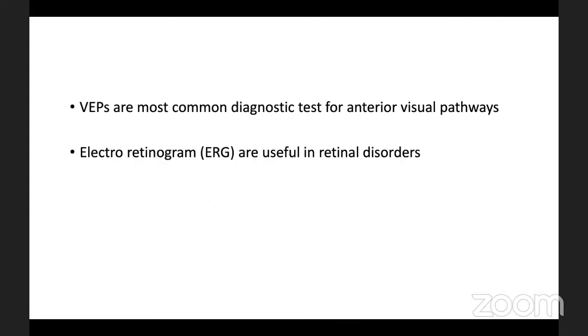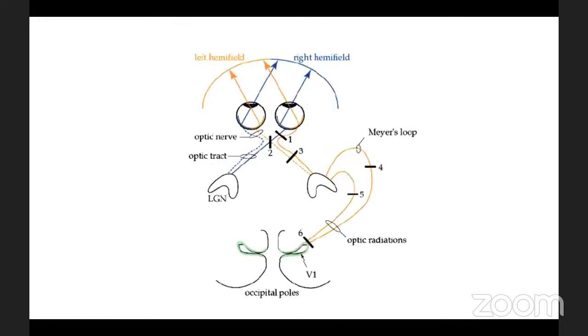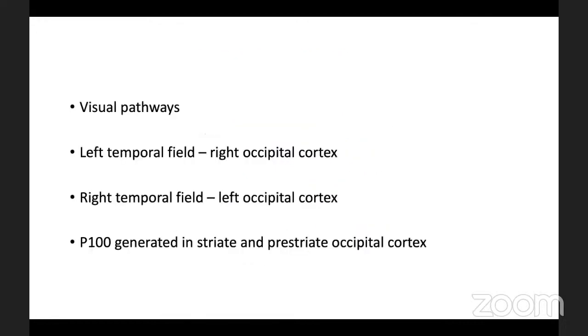VEPs are the most common diagnostic test. It's very simple, and it's used for the anterior visual pathway. There is another test, the electroretinogram, which is useful in retinal disorders. We all know how the projection happens. The left hemifield is represented on the right side, and the right hemifield on the left occipital cortex. The P100 is produced at the occipital striate cortex and the peristriate cortex.